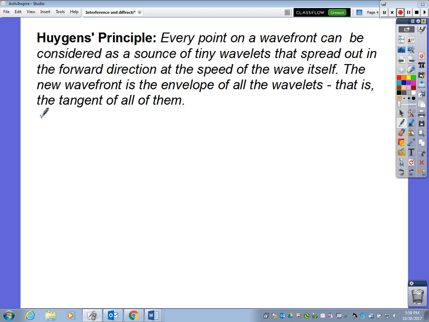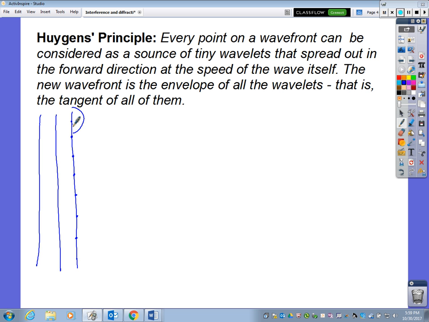So, think about wavefronts coming in. These are maybe waves in the ocean, ripples in the ocean. We can take this wavefront and consider it to be a whole bunch of tiny wavelets. Every point, I can't draw every point, but at every point along that wavefront a new wavelet starts. And those wavelets go out in all directions equally. I'm not drawing them quite right. There we go.